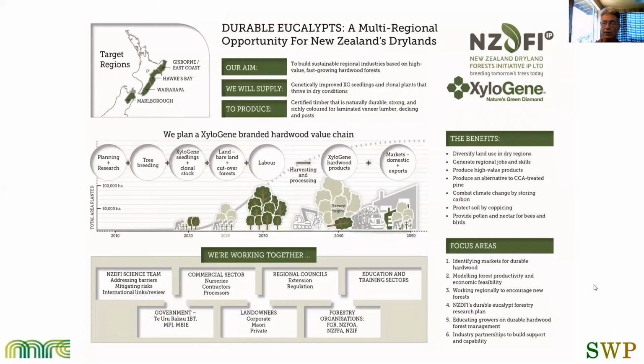And there's the vision for the future shown in this poster. It captures much of what I've said and shows in a chart the planting starting from 2020, in the middle there, the aim that we produce our Xylogene branded hardwood chain. If we're able to do that, we think New Zealand will be in a strong position to be a unique producer of certified durable hardwood.